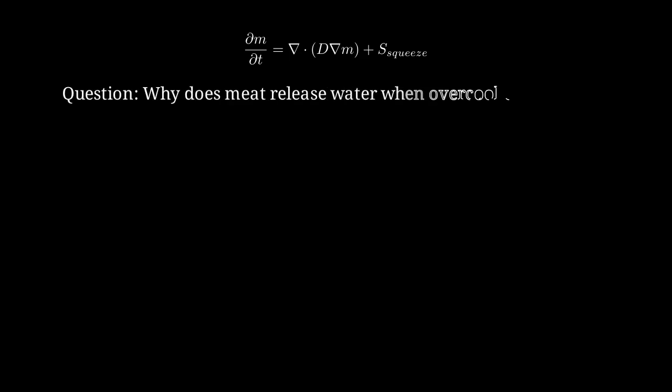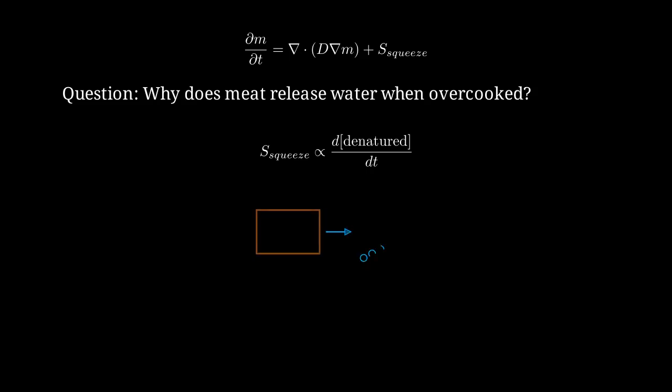Why do we see puddles when meat is overcooked? The physics explains this. Water expulsion rate is proportional to denaturation rate. Rapid heating causes fast protein collapse, squeezing water out faster than it can redistribute. Slow cooking allows moisture redistribution. Fast cooking traps moisture inside until proteins suddenly collapse, then it floods out.